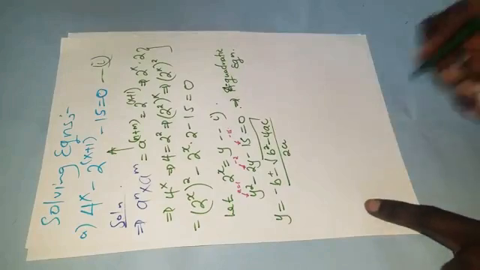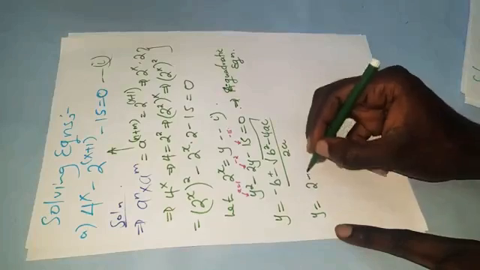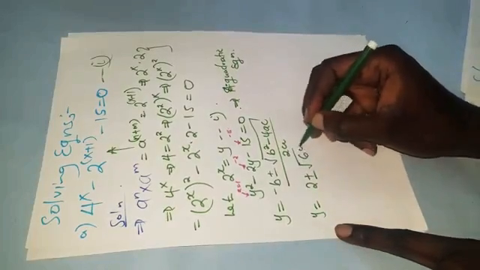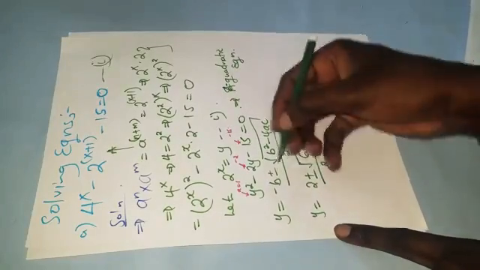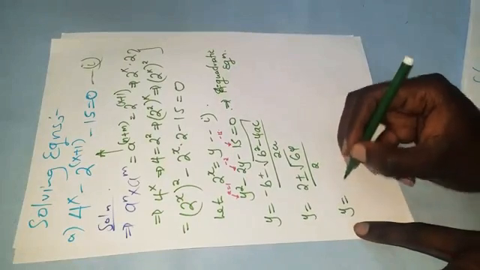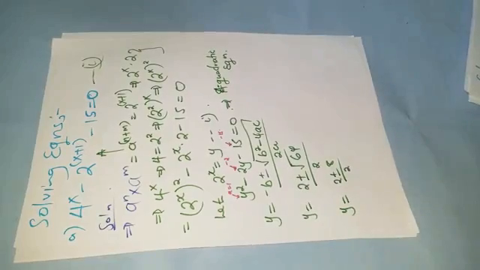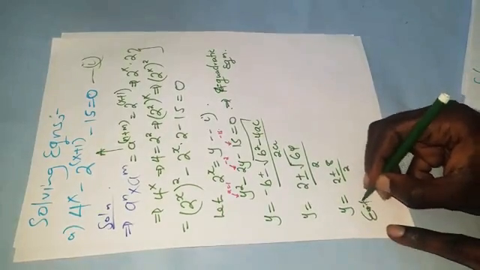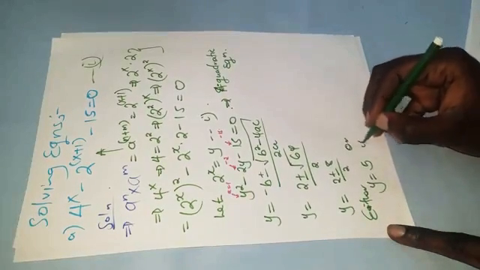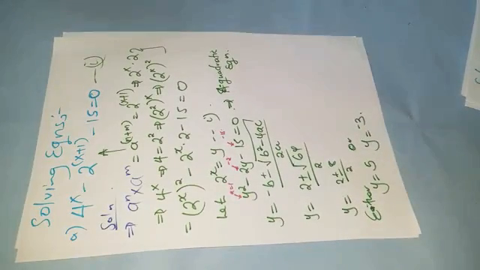So when you substitute back, this becomes a positive 2. So y is equal to positive 2 plus or minus, when you substitute back, this bracket will give you the square root of 64, over 2 times 1. So y equals 2 plus or minus 8 over 2. So either y equals 5 or y equals negative 3. Hope that's okay with everyone.